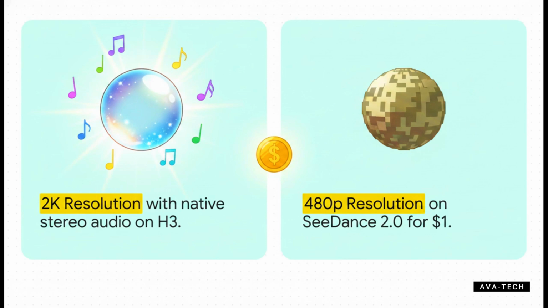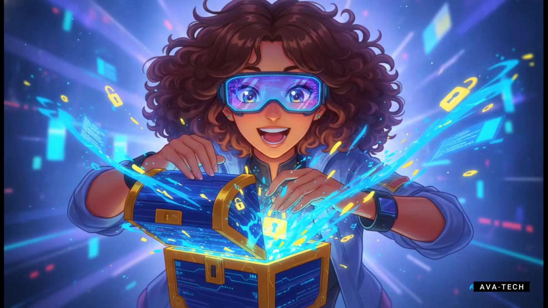Plus, having native stereo audio baked right into that 2K video means you're walking away with a nearly finished asset. You don't even have to boot up your sound design software to layer stuff in later. And as if that wasn't enough, MiniMax is promising to release the open weights for H3 within days. By going open source, they are literally handing developers the underlying mathematical architecture of the model.